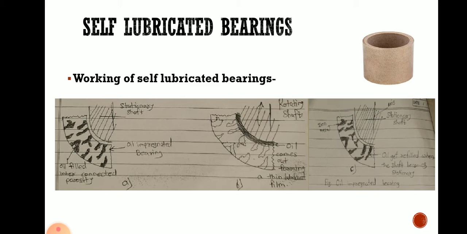In the third diagram, as in the first diagram, you can observe similarly that the pores automatically get filled with the lubricant oil because its viscosity has again increased, and due to the capillary action the oil has again taken its initial position. So like that the self-lubricating bearing will act.